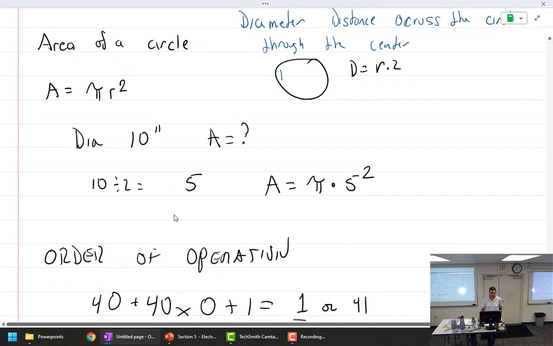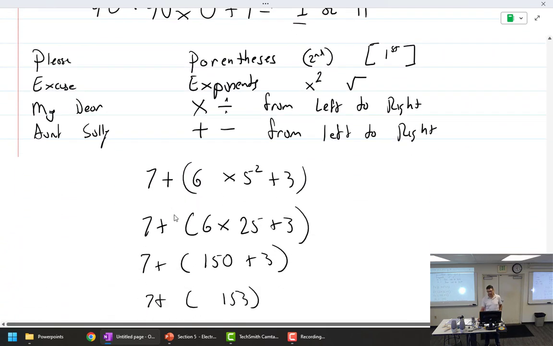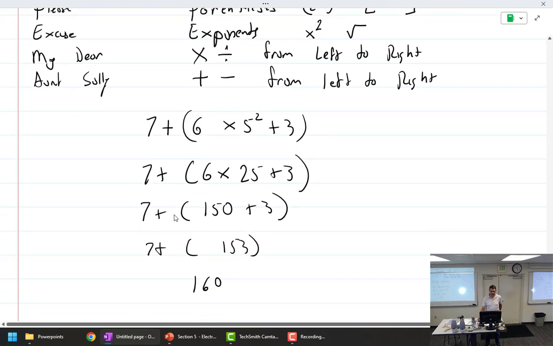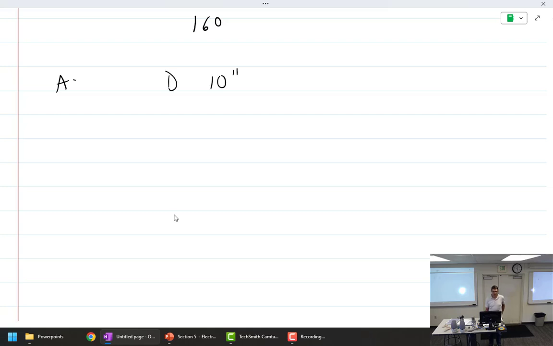There we go. All right, we had the area of a circle. Well, I don't actually have any room there, so now I have to move down. All right, we wanted to know the area of a circle. What is the area of a circle which has a diameter of 10 inches? And area equals pi times the radius squared. So the first thing we had to do was take our 10 and convert that into a radius. If the diameter is 10, the radius equals 5.